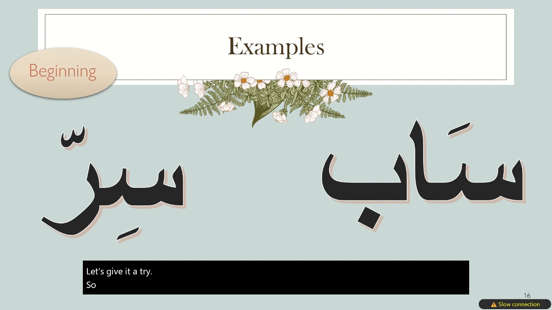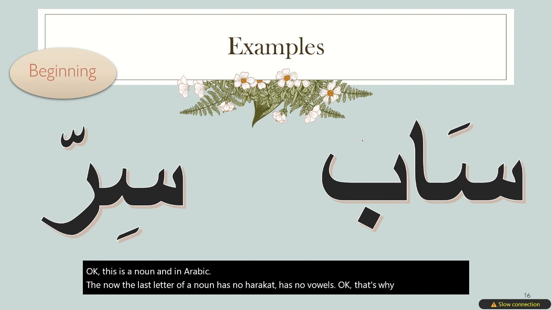Sab, sab, sab. Okay, this is a noun, and in Arabic, the last letter of a noun has no harakat, has no vowels. That's why the ba is pronounced without vowels. Sab.